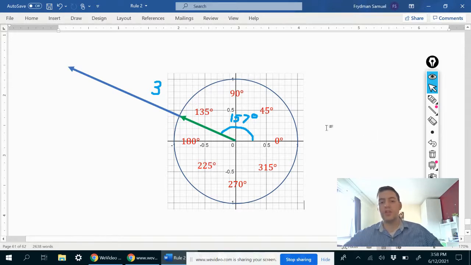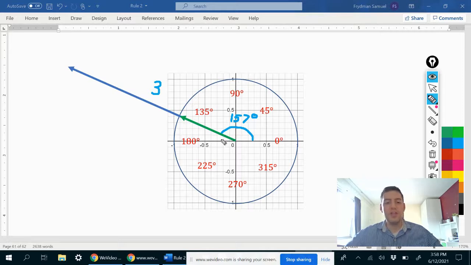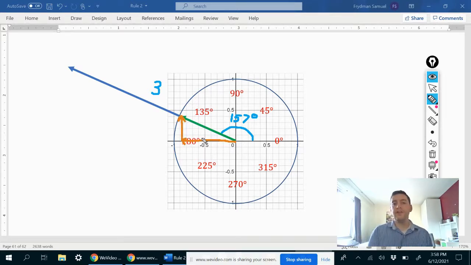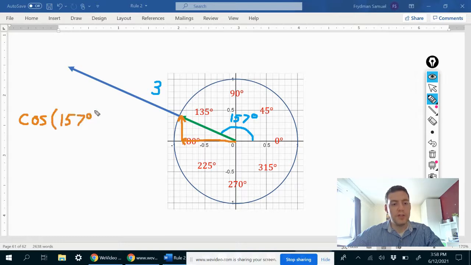Now let's ask the question, what are the components of this unit vector? So this would be the horizontal component and this would be the vertical component. And figuring that out is actually very simple. It's just basic trigonometry. In order to figure out the horizontal component, all we would need to do is find the cosine of 157 degrees. And for that we would use a calculator.